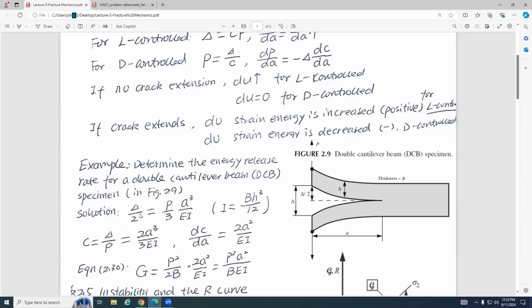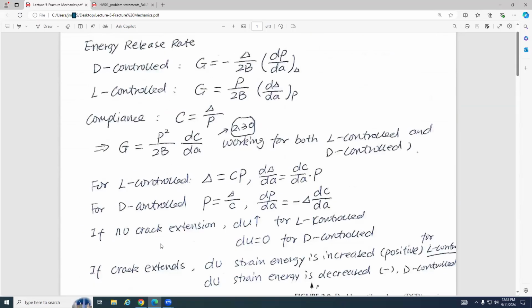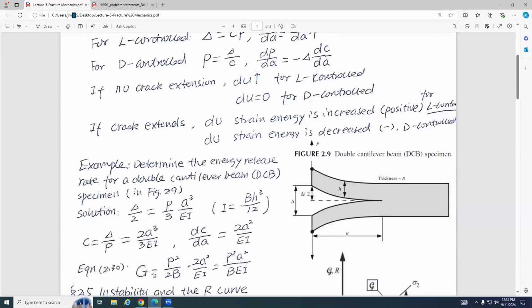Here is the 3, this 3 just comes down, cancel this out, right? I have 2a squared over EI, so dC/dA. And then using this equation, for this load control case, you can see P does not change, 2b dδ/dA with respect to P. So we use this equation, and then we can get, for this case, G equals this.